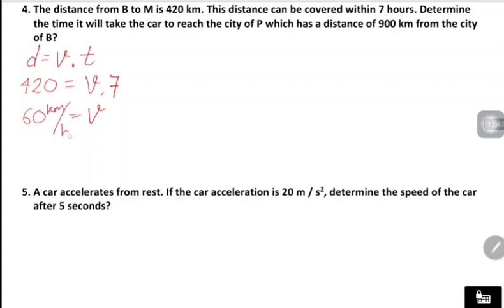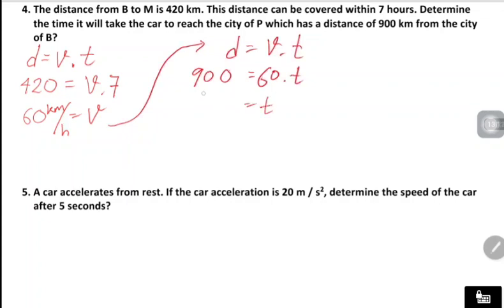Okay, we apply this value to the second process, d equal to v times t, but the distance we input the new value of 900 km equal to v is 60 times t. Then we get the value is 900 divided by 60, and we get the value is 15 hours.